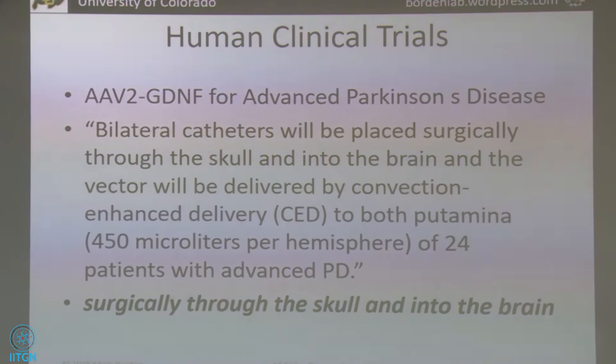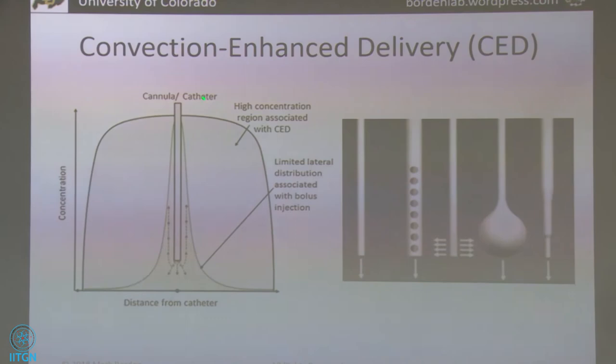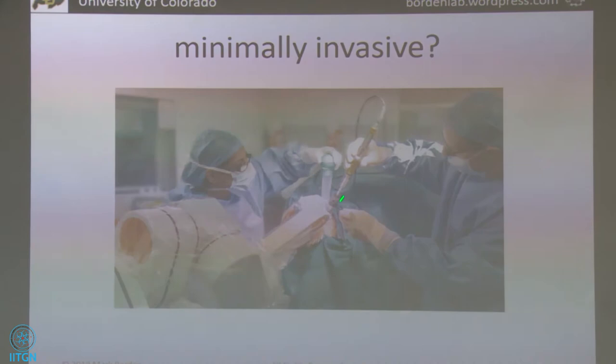So this is convection enhanced delivery. You have a cannula catheter that comes in. These are the different types of designs that you have. And the idea is to force fluid in and out to enhance convection to get the drug into the brain. This is what it looks like. This is convection enhanced drug delivery. So it involves a direct craniotomy to create a hole in the skull so you can access the brain, puncture of the dura, which protects the brain from infection, and direct insertion of the probe into the brain.